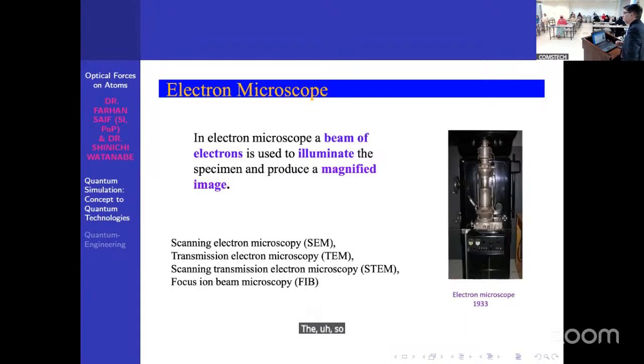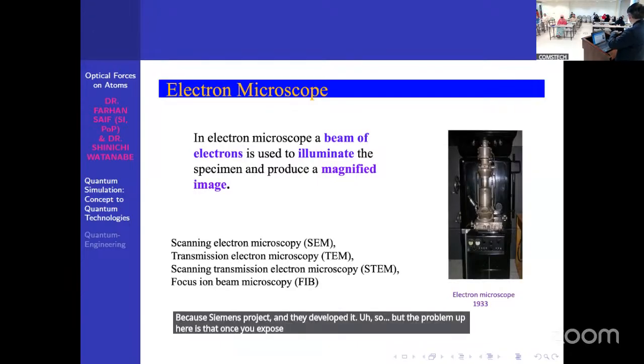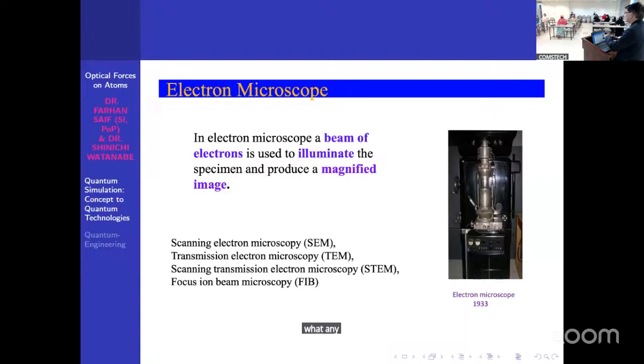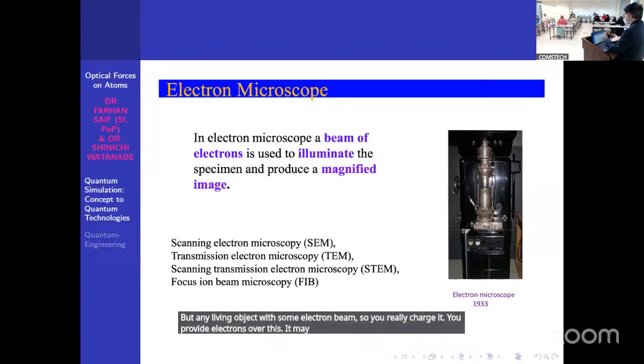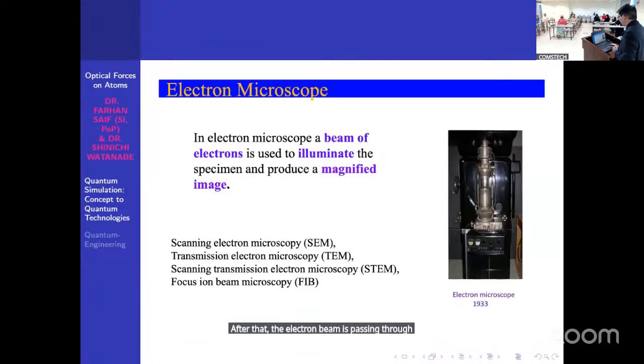This was the very first suggestion of a microscope other than the optical microscopes. It was in 1933. It was a Siemens project, and they developed it. But the problem here is that once you expose your surface or any living object to an electron beam, you really charge it. You provide electrons over this. If it is a living object, it may be killed after that, as the electron beam is passing through it.